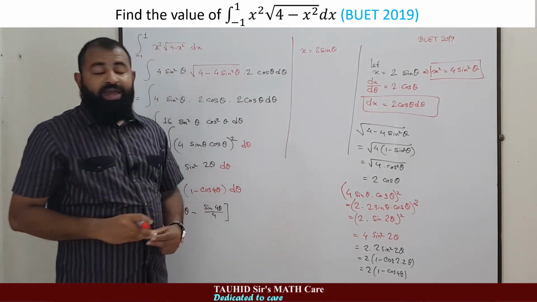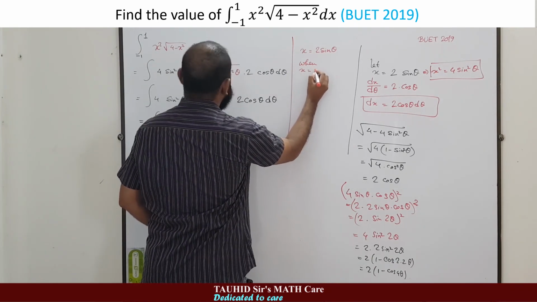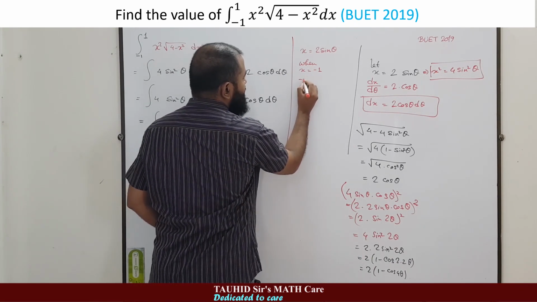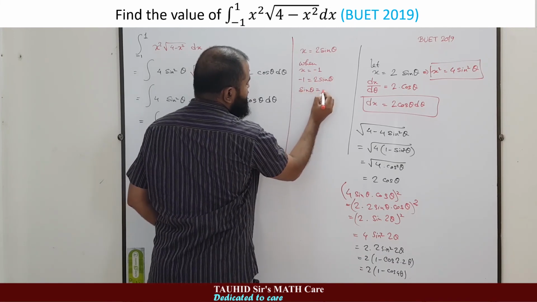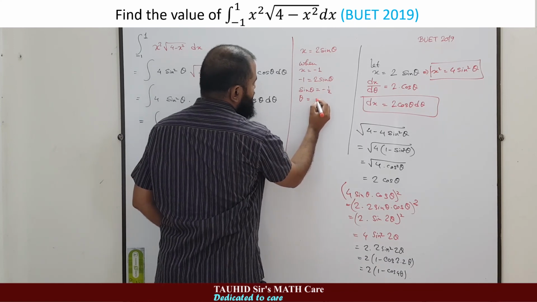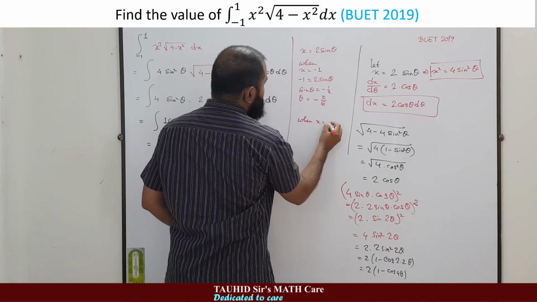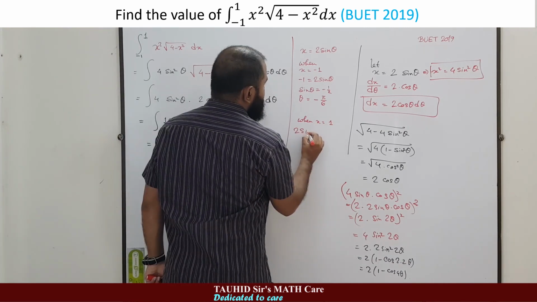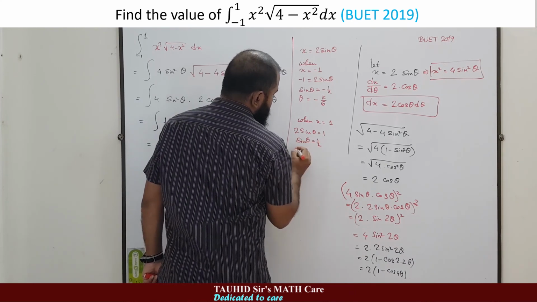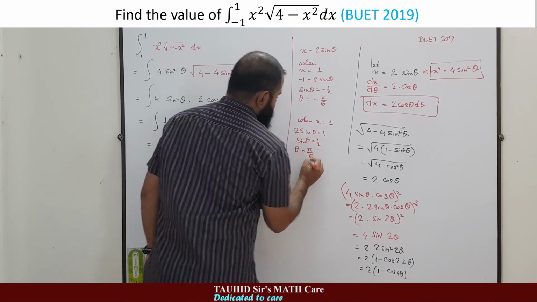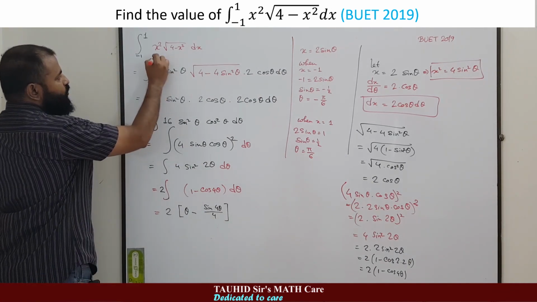We assume the fact that x equal to 2 sine theta. So when x equal to -1, -1 equal to 2 sine theta, that means sine theta equals to -half, theta equal to minus pi by 6. And when x equal to 1, 2 sine theta equal to 1, that means sine theta equal to half, theta equal to plus pi by 6. So the limit changed from minus pi by 6 to pi by 6.